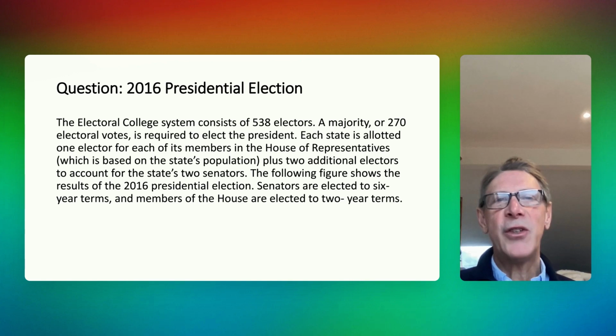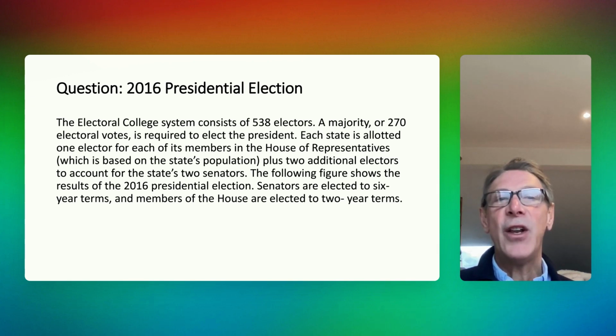The electoral college system consists of 538 electors. A majority, or 270 of the electoral votes, 270 is more than half of 538. So 269 times 2 is 538. So if you want a majority, you would need to get 270. So a majority, or 270 electoral votes, is required to elect the president.